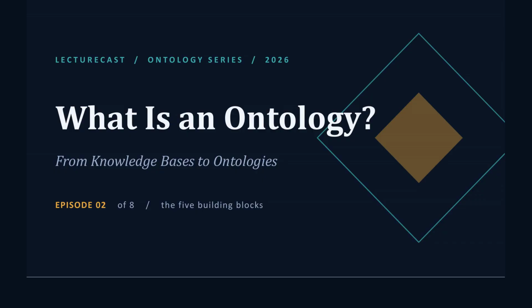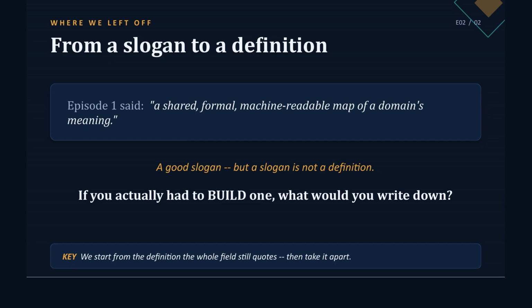By the end of these few minutes, ontology will stop being a vague piece of jargon, and become 5 concrete building blocks that you could sketch on a whiteboard yourself. So let us pick up exactly where we left off. We said that an ontology is a shared, formal, machine-readable map of a domain's meaning. Now, that is a perfectly good slogan, but a slogan is not a definition. If somebody actually handed you the job of building one, what, concretely, would you write down?